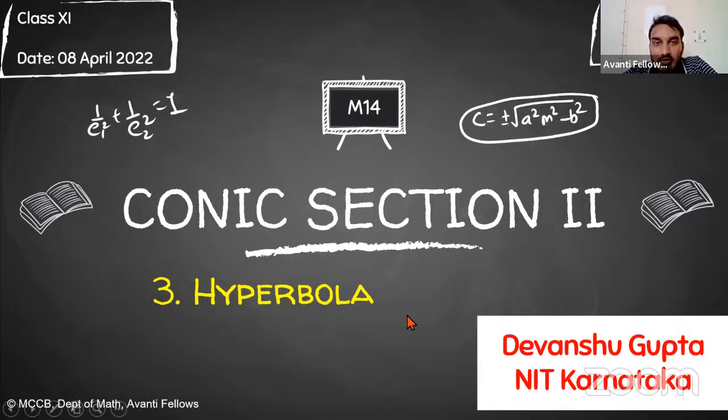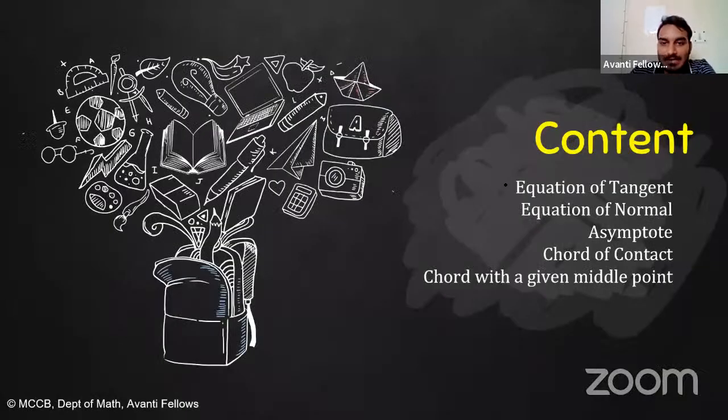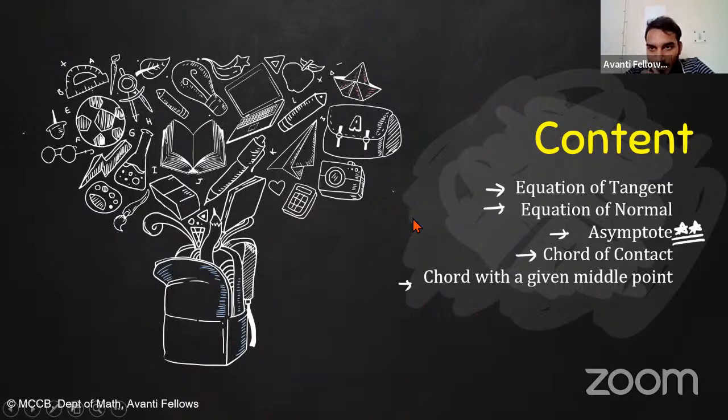Okay, students. So continuing on that, today we will see the equation of tangent, equation of normal, and asymptote. This is very important. This is a new topic for you. I don't think you have seen asymptote anywhere so far, right? So we will have a discussion on the asymptote, and then we will move to the chord of contact and the chord with a given middle point. So this is our agenda for today's class.